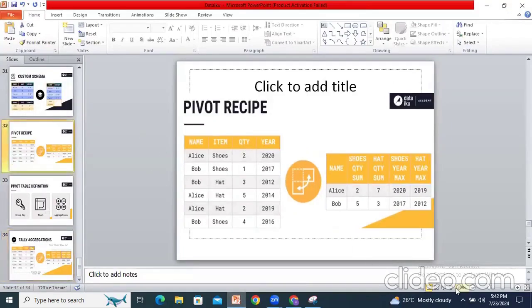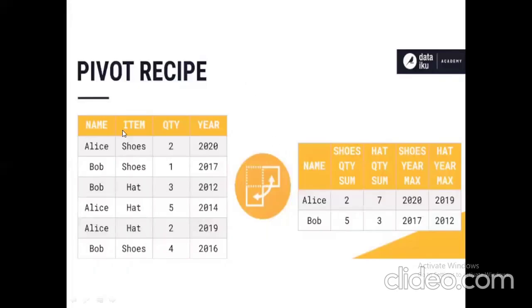Yeah. If you look at this example of the pivot recipe, I have taken 4 columns: name, item, quantity, year. If I pivot this, name is the group key. So grouping by Alice and Bob. Here I have only 2 names, Alice and Bob. And what aggregations have I done? I am doing the aggregations based on quantity and year.